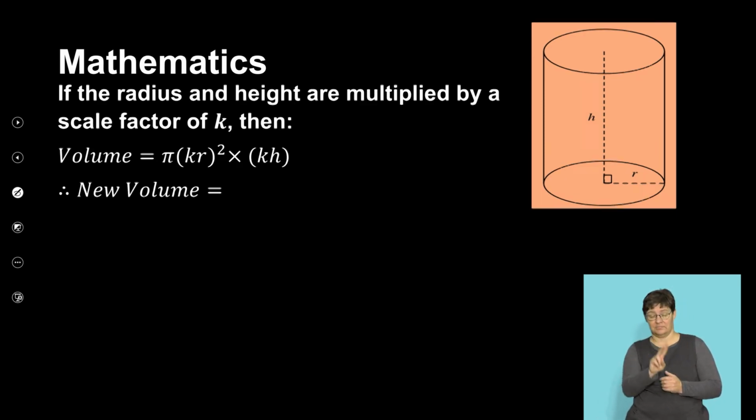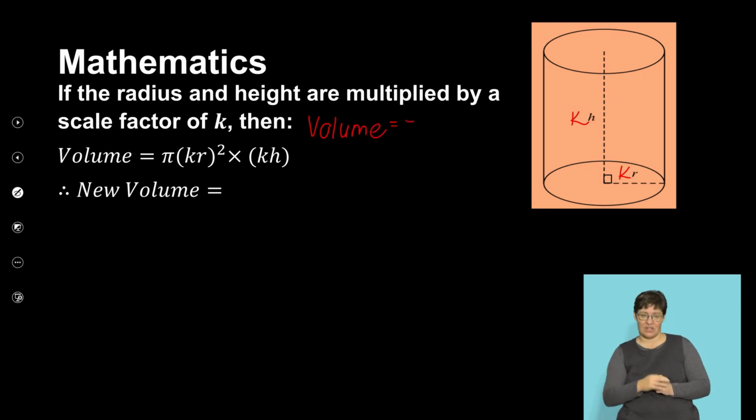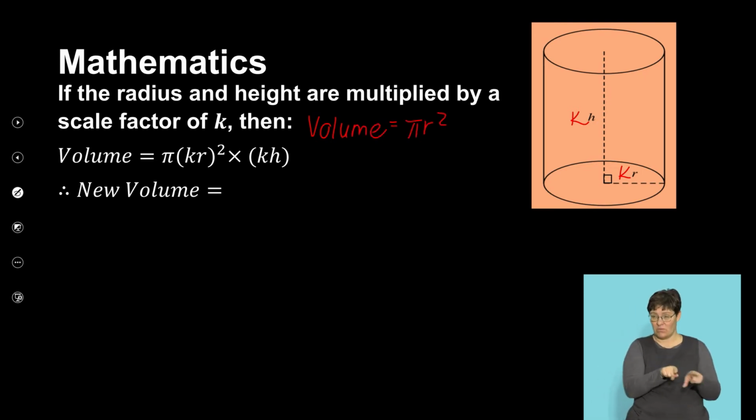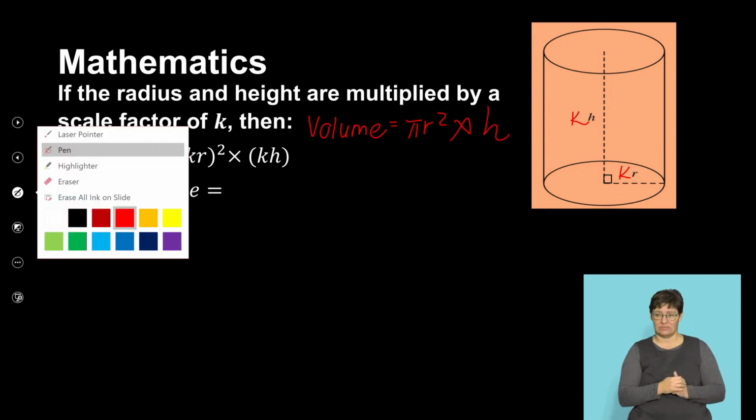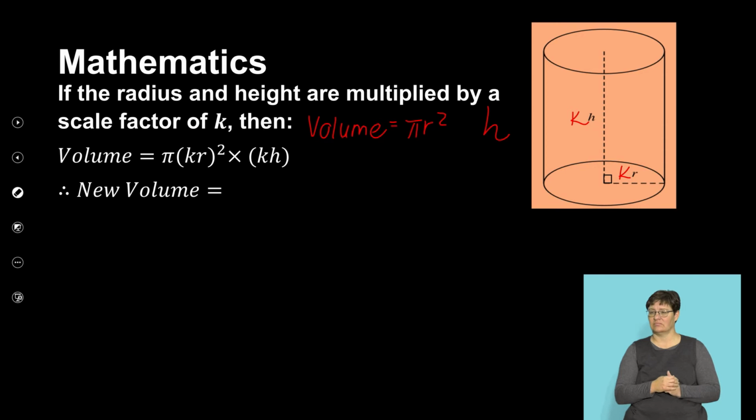Cool. Let's see if any of your ideas are proved correct. Because I've multiplied by a scale factor of k, my new radius is kr, and my new height is kh. Just a reminder that the volume of a cylinder is equal to pi r squared, which is the area of the bottom circle, multiplied by the height.